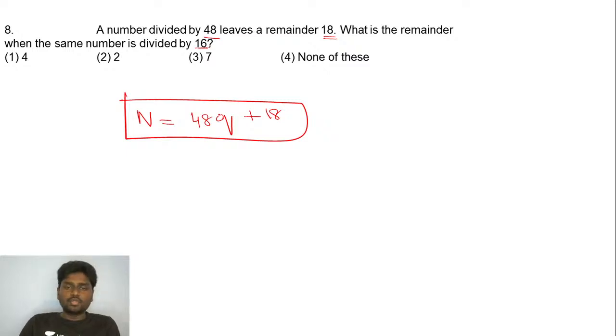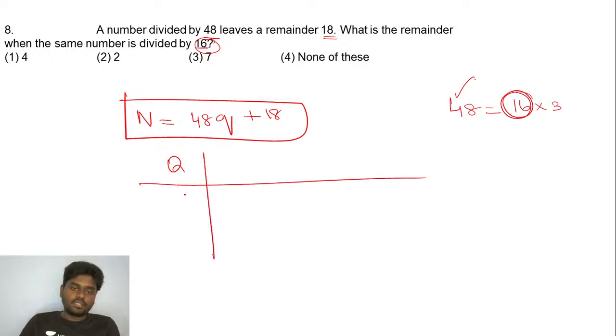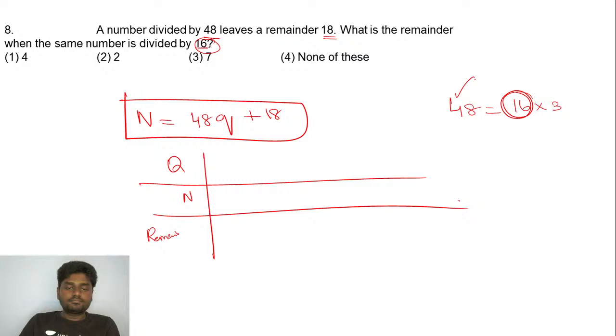So again, the same rituals. And I know the fact that if you take 16, the factors of 48, can I write it as 16 into 3? So definitely 16 is a factor of 48. So no problem with that. So let me quickly go for it. If I take the first row to be q, the second row to be the number, and the third to be the remainder, what I'll be getting when I divide the number by 16, listen carefully. If I go with 0, 48 into 0 will give me 0 plus 18, which is going to be 18.